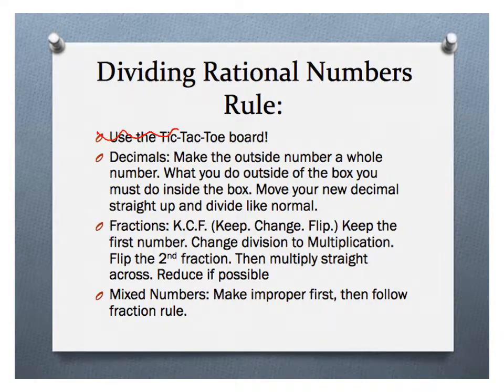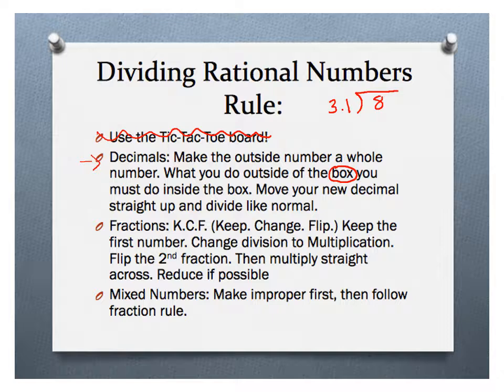Dividing, I've got to find out what this tic-tac-toe board is. All right, if you're using decimals, the outside number has to be a whole number. What you do outside of the box, you must do inside of the box. Move your new decimal straight up and divide like normal. So if you're using a Dave, they've called it a box. I think our name is just slightly more creative, that's right. Okay, if you're using a Dave, the outside number has to be a whole number. So if you have something like 3.1 and you're dividing that into 8, Dave doesn't mind having a decimal inside of the Dave, but he hates having a decimal out here.